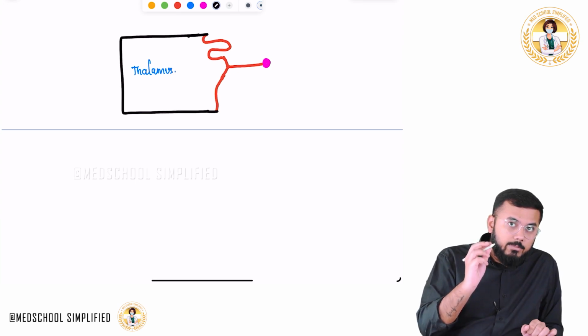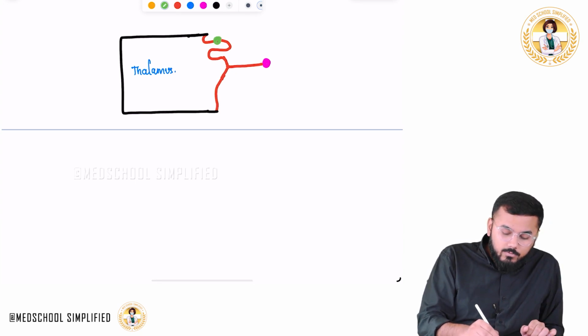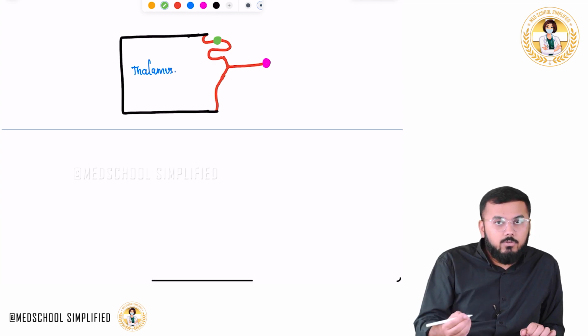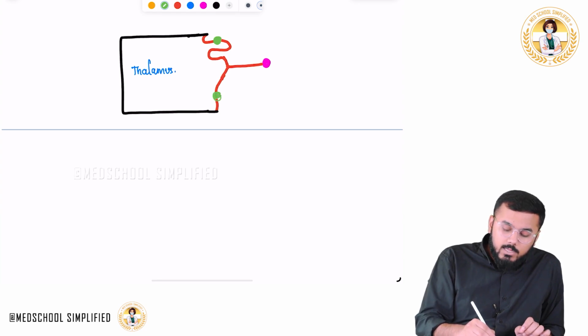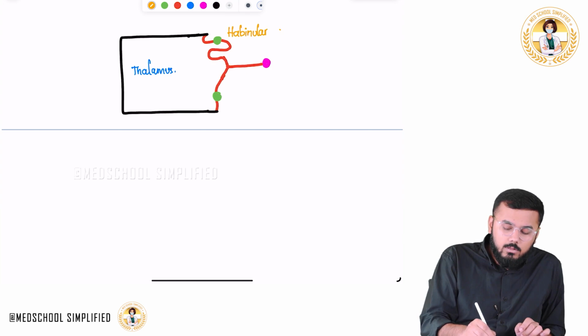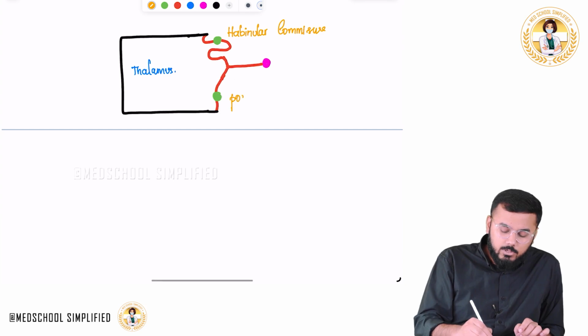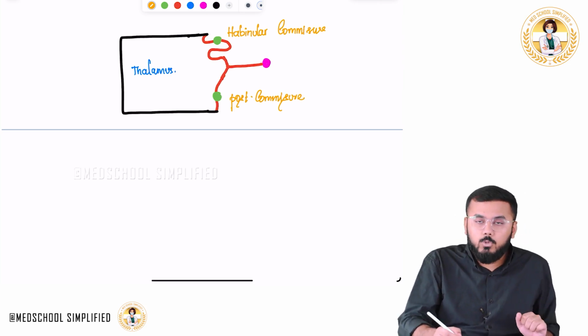Next, there are two commissures I told you. See, here you have got one commissure. Let me use another color. You see here you have got one commissure. This commissure I have just now told you is called as habenular commissure. Next, you have got another commissure over here. This commissure is called as what? Posterior commissure. So this commissure over here is called as habenular commissure, and this commissure over here is called as your posterior commissure. One is called habenular commissure, another one is called as posterior commissure.